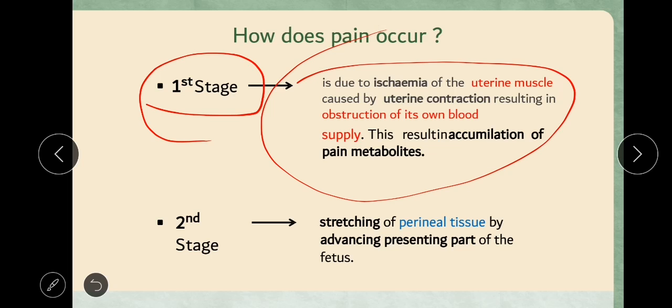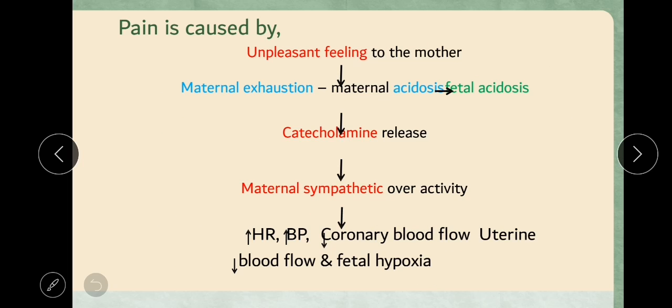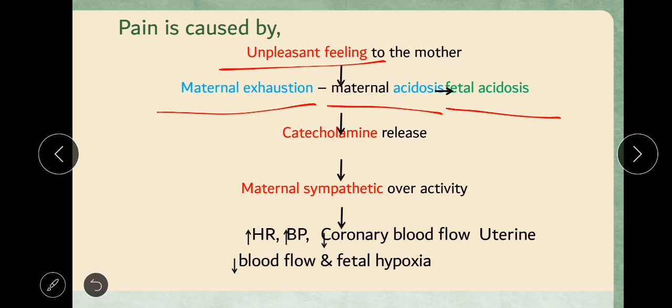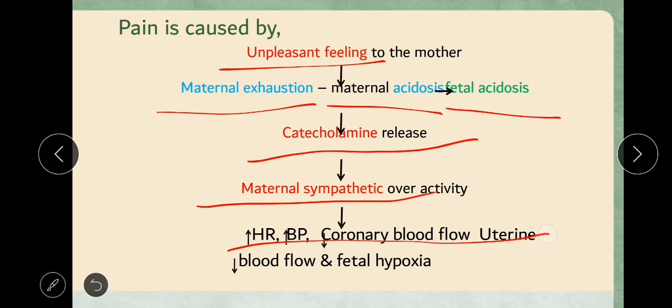due to ischemia of the uterine muscle caused by uterine contraction, resulting in obstruction of its own blood supply. This results in accumulation of pain metabolites. And the second stage is stretching of perineal tissue by the advancing presenting part of the fetus. Okay. Pain is caused by unpleasant feeling, maternal exhaustion, or maternal acidosis or fetal acidosis. Next is catecholamine release, maternal sympathetic, and this.